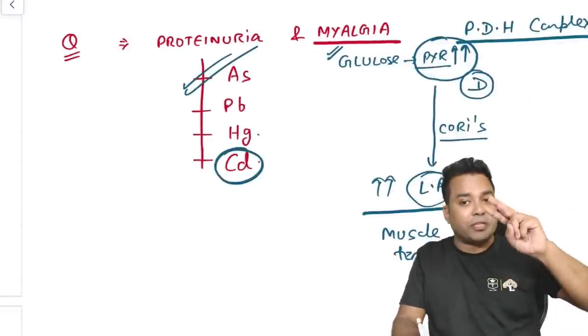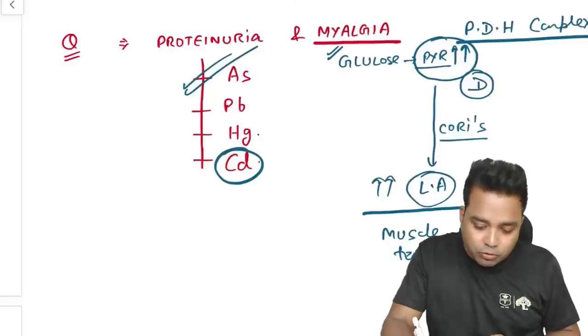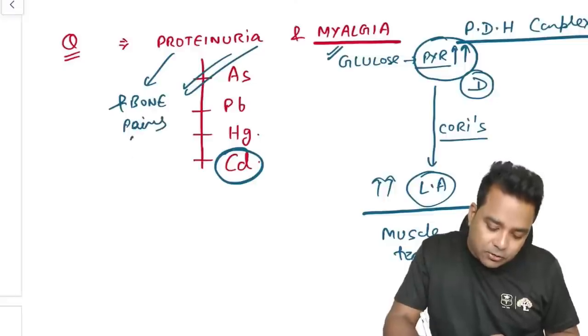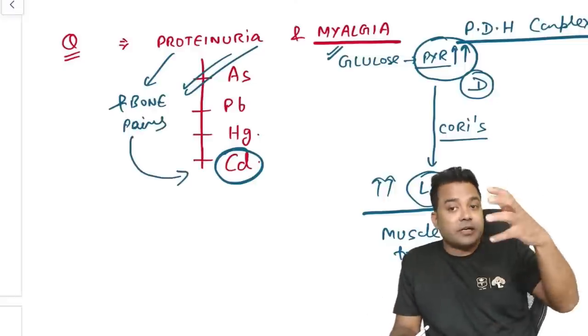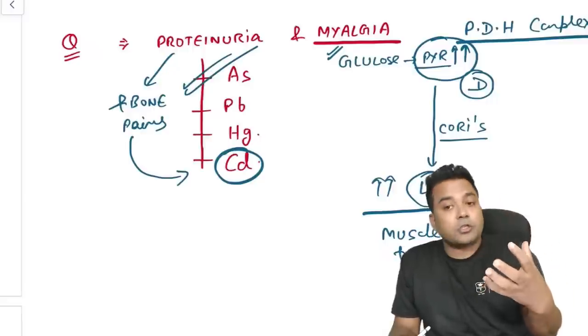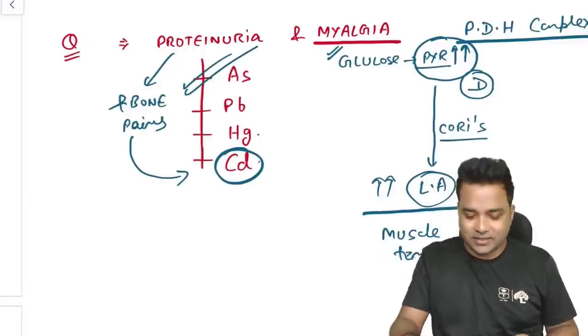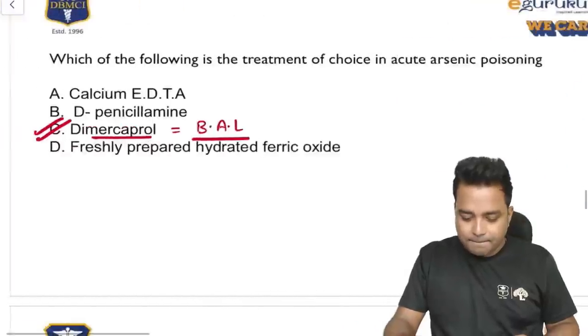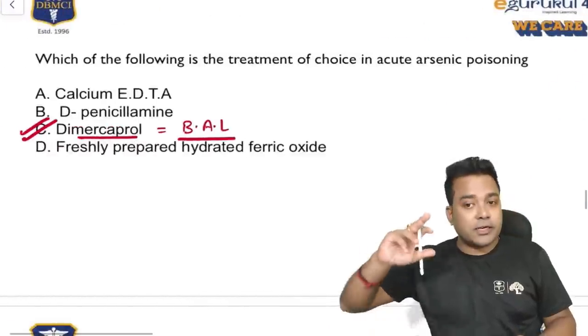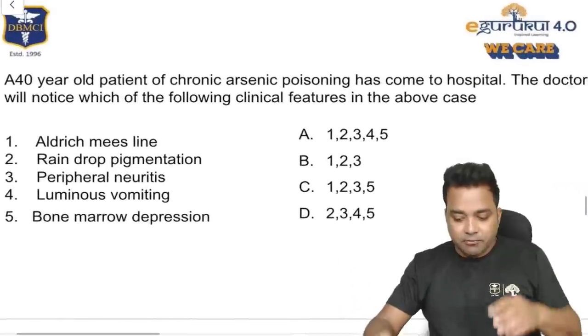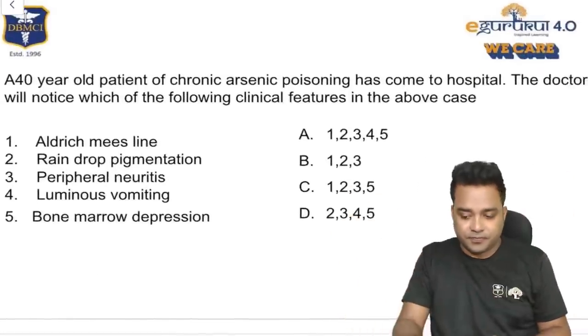Cadmium leads to bone pains. If the question is proteinuria and bone pains or an osteomalacia-like picture is being seen, so the best answer will be cadmium. And because of the intense bone pains, cadmium poisoning is also called Itai-Itai disease. I hope it is clear. This is an old question, but it can be asked as a new question in any form in which we have covered.